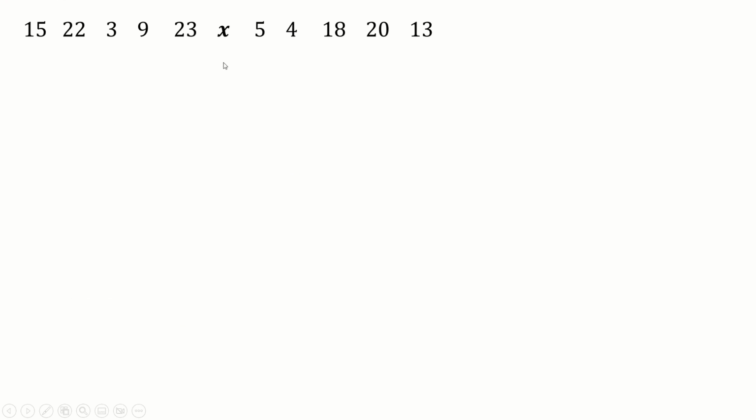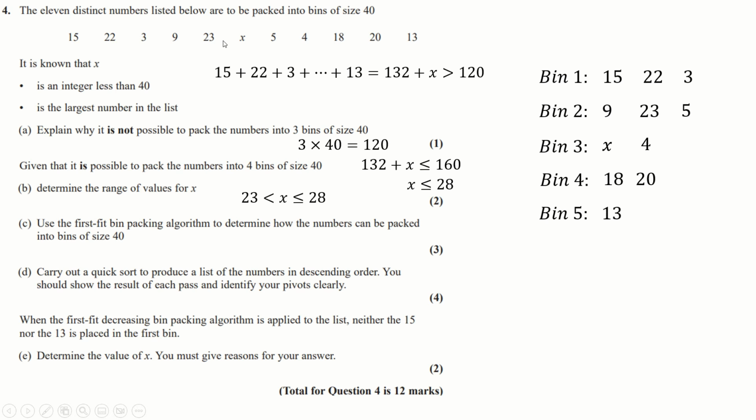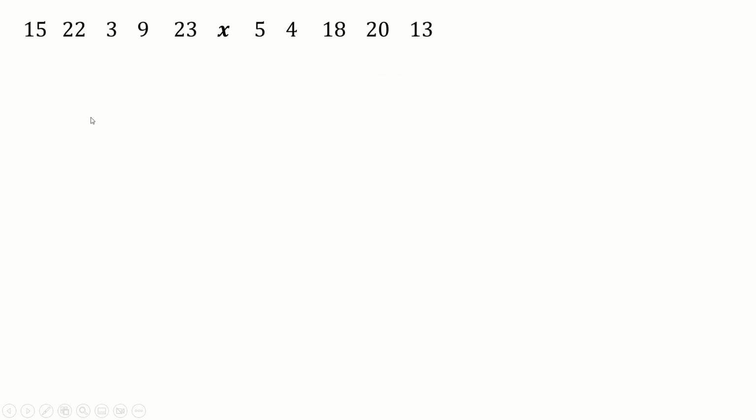So we start with these numbers. I've bolded X because it's in the middle of them. Yeah, X is the biggest number, right? It says right here. So that needs to go right to the start, and then you just write down the rest of the numbers in order.